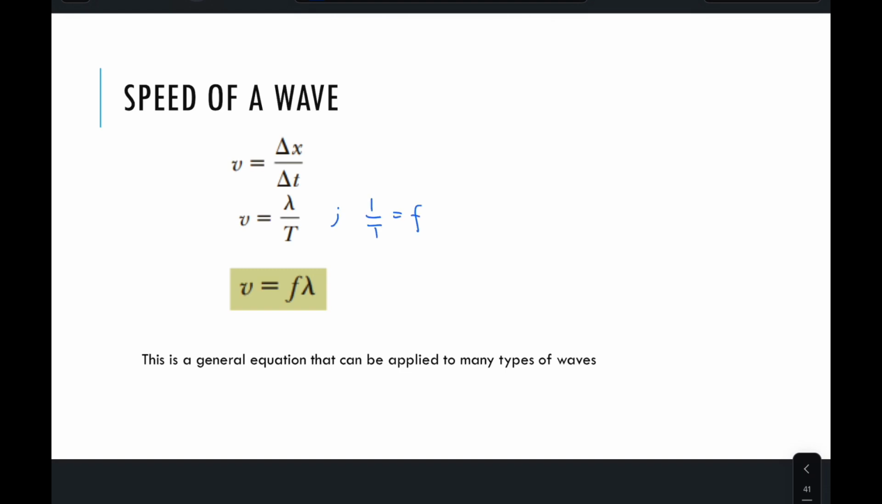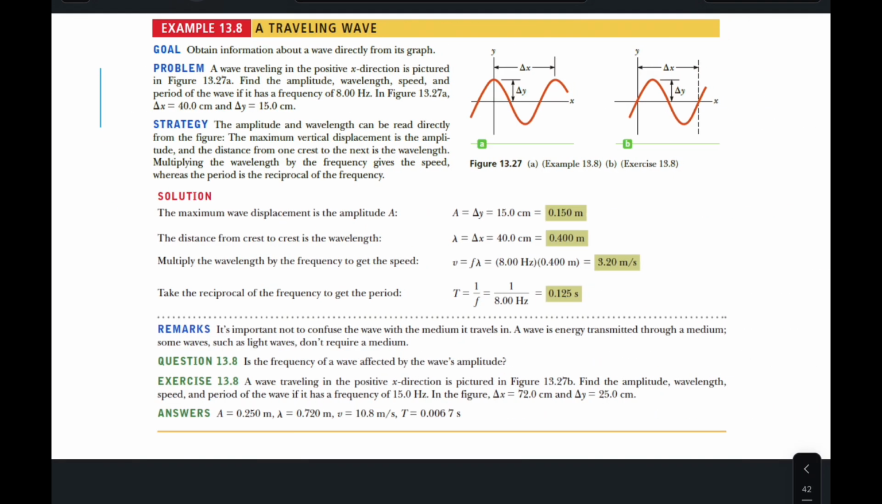1 over the period is actually the frequency. So from here we can have this kind of equation: lambda times the frequency is equivalent to the speed of the wave, right? If you're considering magnitude. If you're considering the direction, then we may call it the velocity of the wave. This general equation can be applied to many types of wave, not only to mechanical waves, it is also applicable to electromagnetic waves or EM waves.